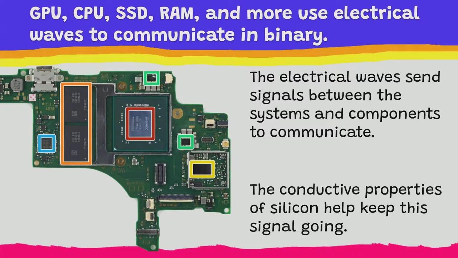Anyway, so the GPU, CPU, SSD, RAM, and more use electrical waves to communicate in binary, bringing this all back together. The electrical waves send signals between the systems and components to communicate. And the conductive property of silicon keeps this signal going. It's a semiconductor, so it has a conductive property that doesn't have too much resistance, but it has the right amount of resistance and conductivity to allow the signal to propagate and transfer through the system without diminishing.